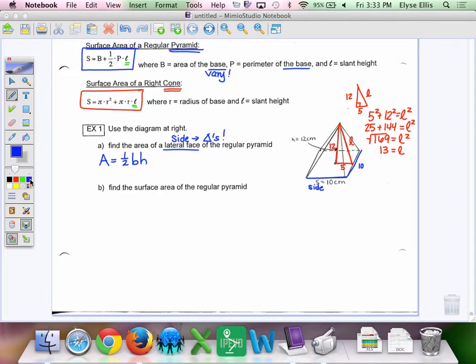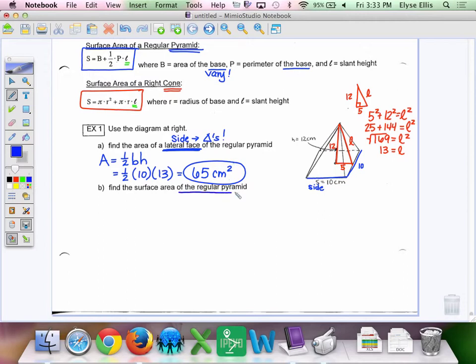Well, that slant height is the height of the side. If we're doing a lateral face, we need to do 1/2 the base of a side. That bottom of a side is 10. The height of a side is that cursive L, 13. Half of 10 times 13 is 65, and it is an area problem, so you can label it as centimeters squared. There's your answer. You had to do a little side work on that. That was just one side, a lateral face.